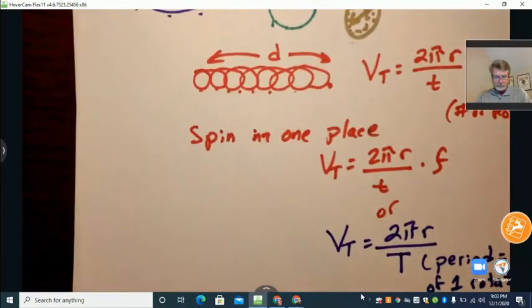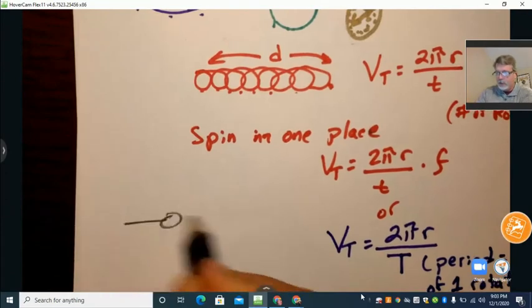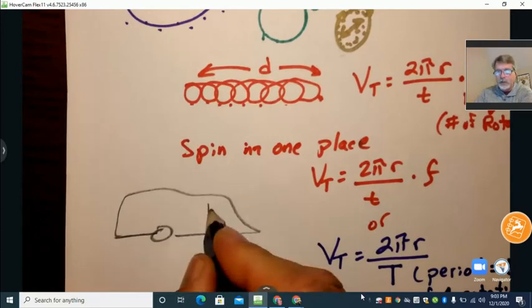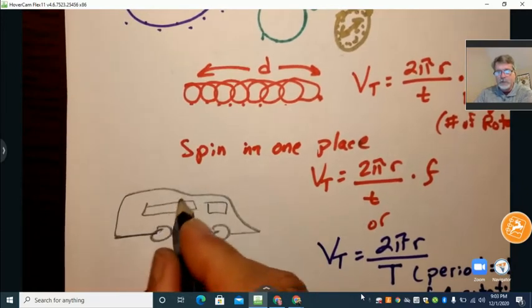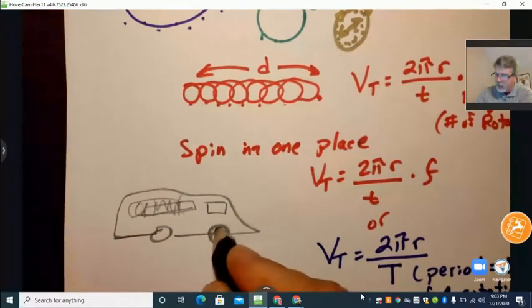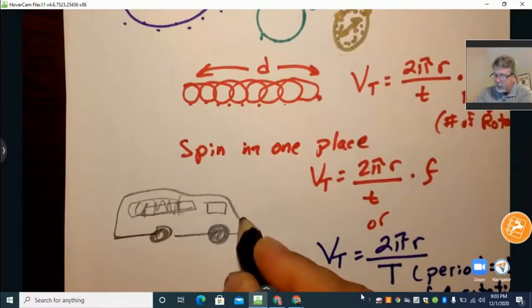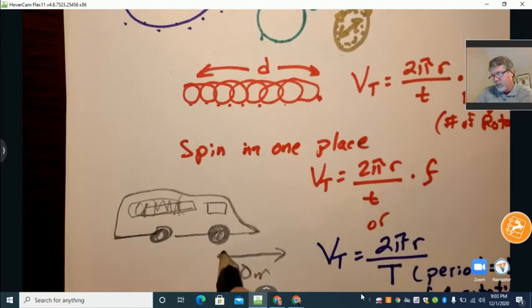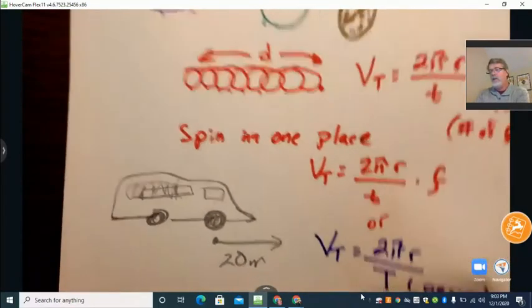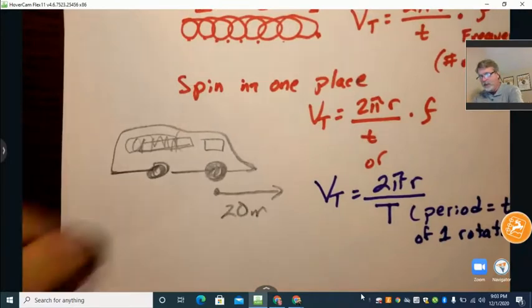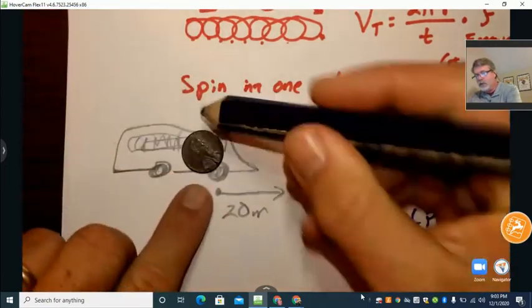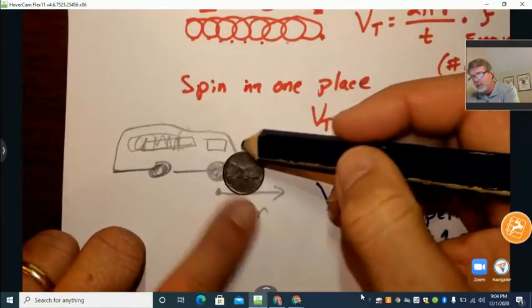Let's say, for example, we just got us a car, and this car is moving. Now, let's say it's, I don't know, a school bus or something, or a bus with a ladder on the side. Let's say that this bus, or whatever we have drawn here, translates 20 meters. So it moves 20 meters. Now, obviously, the tire is not sliding for 20 meters. That wouldn't be good. The tire is rolling for 20 meters.